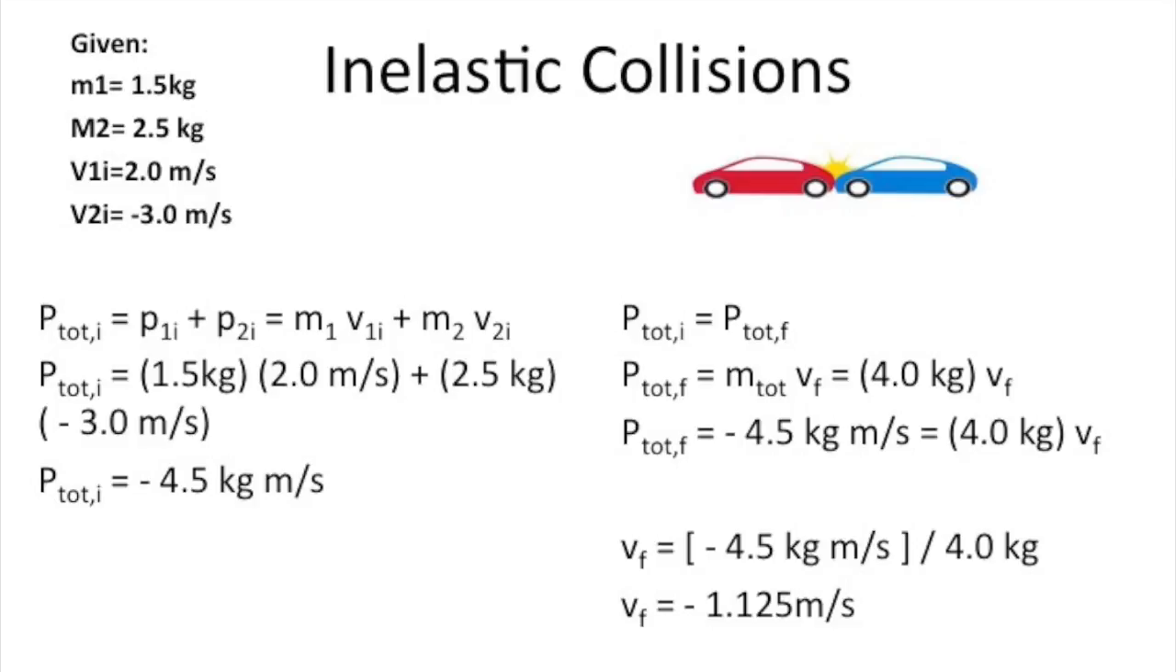In an inelastic collision, as stated, momentum is conserved, so P initial is equal to P final. We know the value of P initial is negative 4.5 kilograms times meters per second. Our final total momentum will be equal to the sum of the total masses times the velocity which we are solving for. Now that we have established a working equation, we can plug in our values and solve for final velocity.